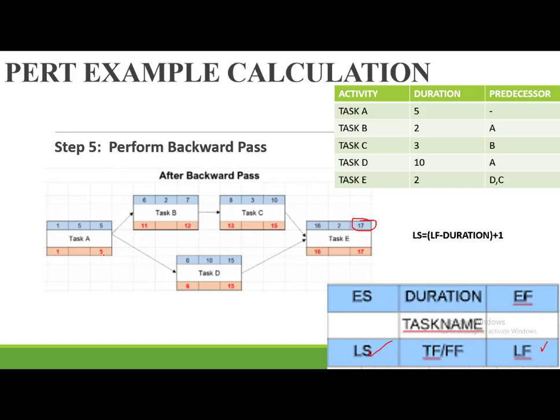So in this particular case, task D is determined by task A, and the one with the shortest time period is what is going to determine when task A has to complete. So task D has to start on day 6. So it means the late finish for task A has to be 5. And then 5 minus 5, then we add a 1, the late start for task A becomes a 1. That's how you finish on the late start and the late finish.